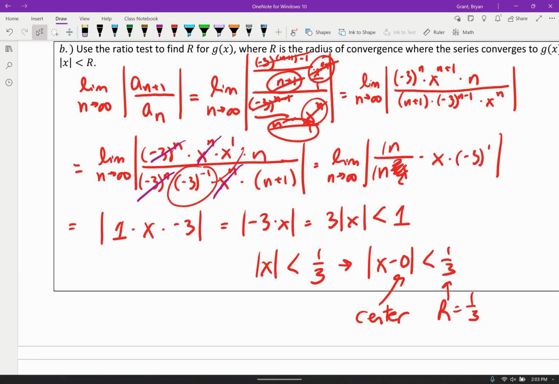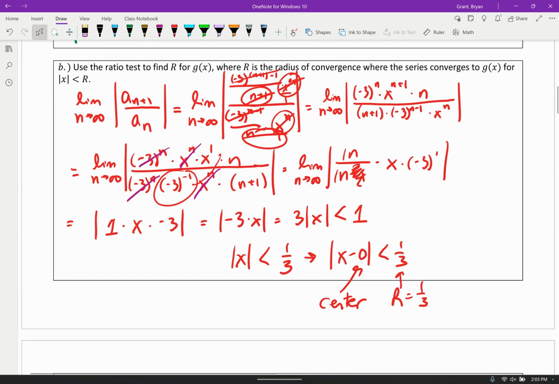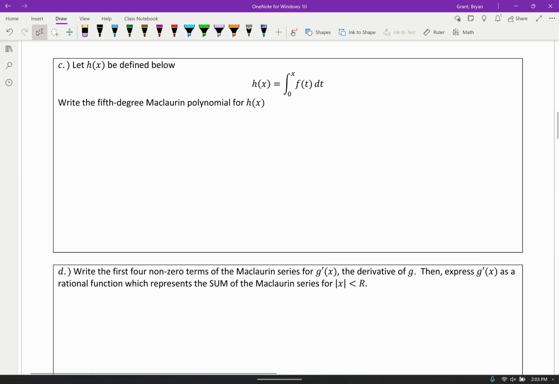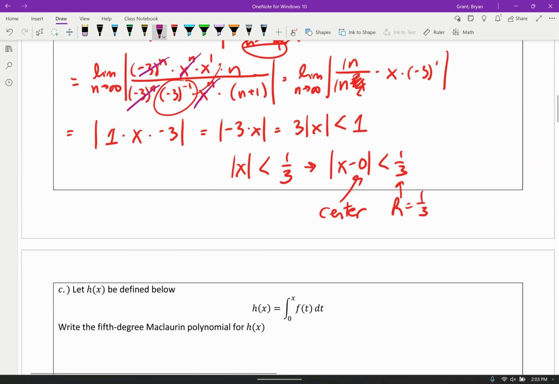All right, so now that we've found our radius, what else do we need to do? Let's see, let h of x be defined below. Write the 5th degree Maclaurin polynomial. Okay, well, what is h of x? Well, it tells us that h of x is the antiderivative, or the integral, of f of t dt from 0 to x. Okay, well, do I have f of t anywhere?